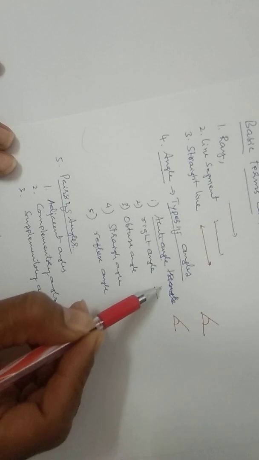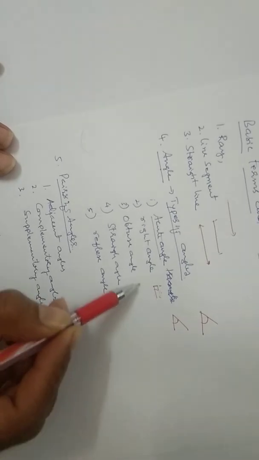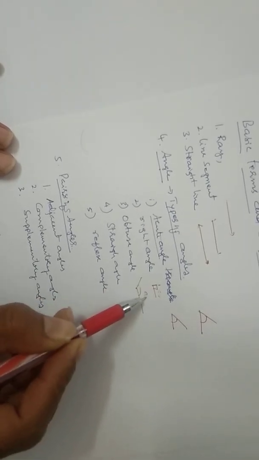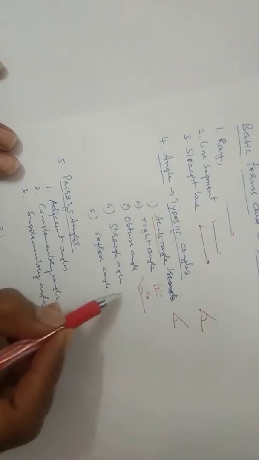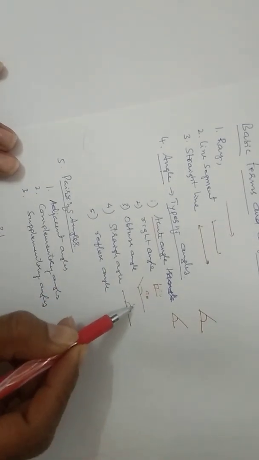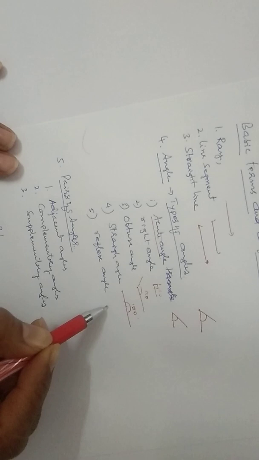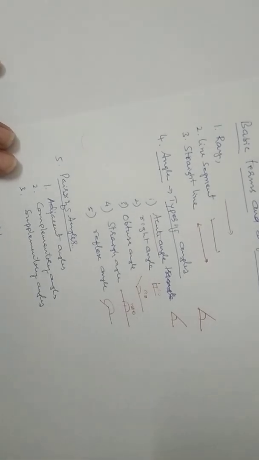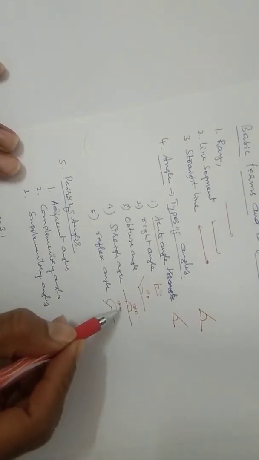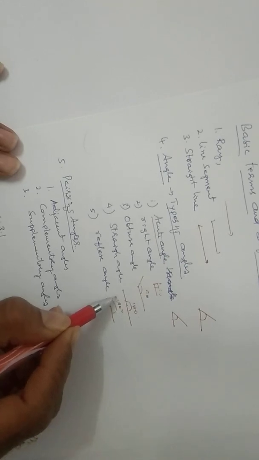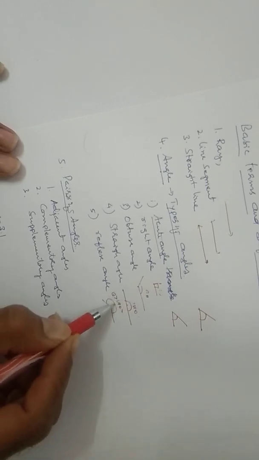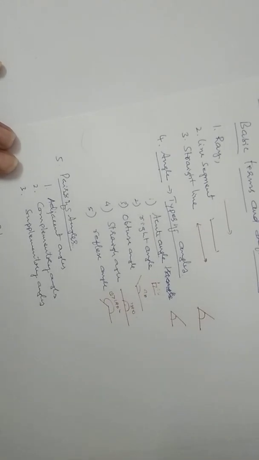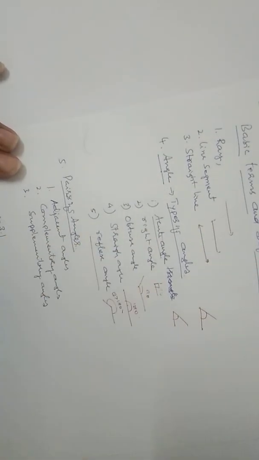A right angle is exactly 90 degrees. An obtuse angle is more than 90 degrees and below 180 degrees. A straight angle is exactly 180 degrees. A reflex angle is above 180 degrees and below 360 degrees. All these types of angles we have already discussed.